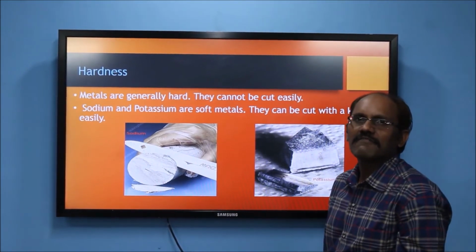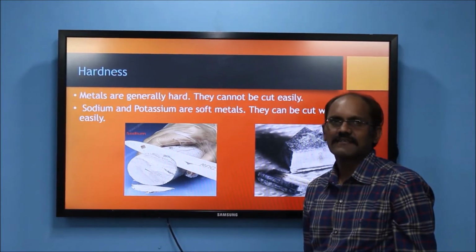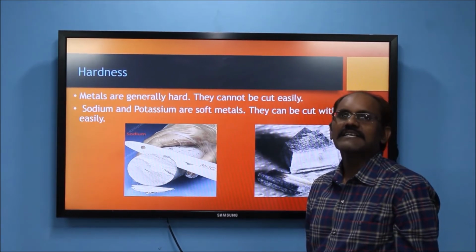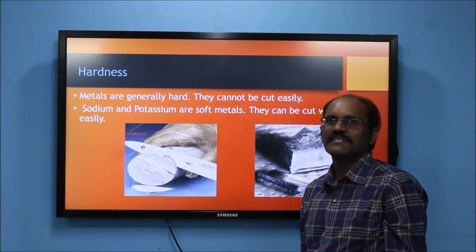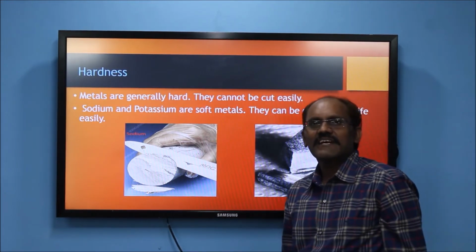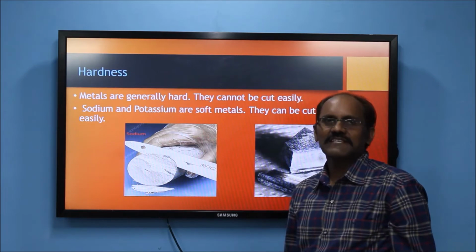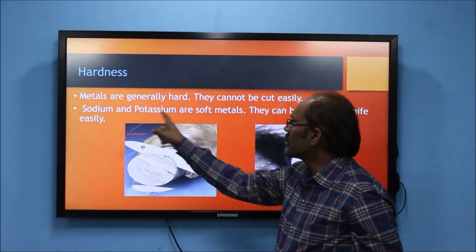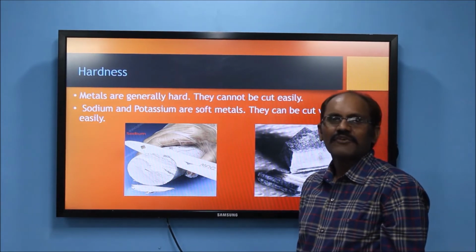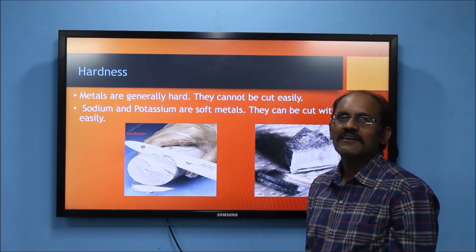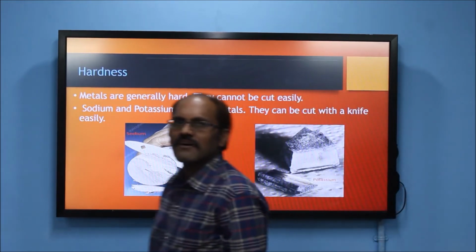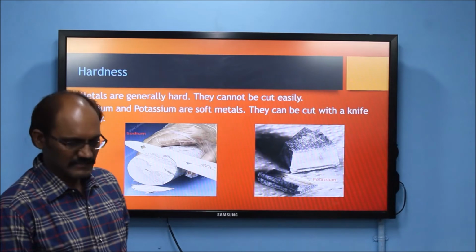Another physical property of metals is hardness. This means metals cannot be cut easily, but there are some exceptions. There are some metals which can be cut with a knife easily. For example, sodium and potassium. These are metals, but we can cut them easily. They are not very hard. That is why sodium and potassium are called soft metals.